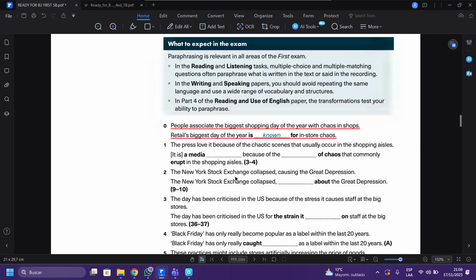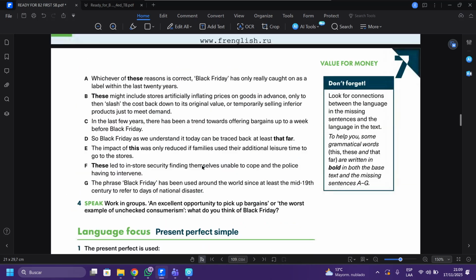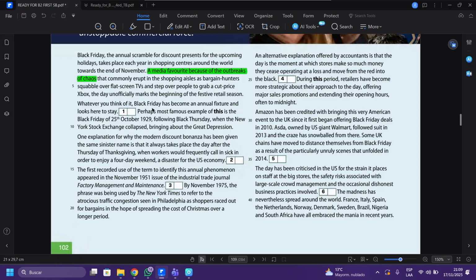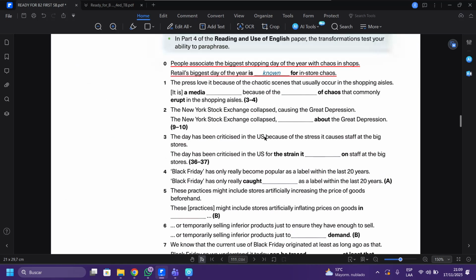Okay. Number 2. The answer is on lines 9 and 10. Let me see where this is. Yes: the New York Stock Exchange collapsed, bringing about the Great Depression. So the answer is bringing about. This is a phrasal verb, and it's actually very common to appear in the B2 First exam. Do you know what the meaning of bring about is? No, teacher? There you are, in the previous sentence: the New York Stock Exchange collapsed, causing the Great Depression. So what is the meaning of bringing about?